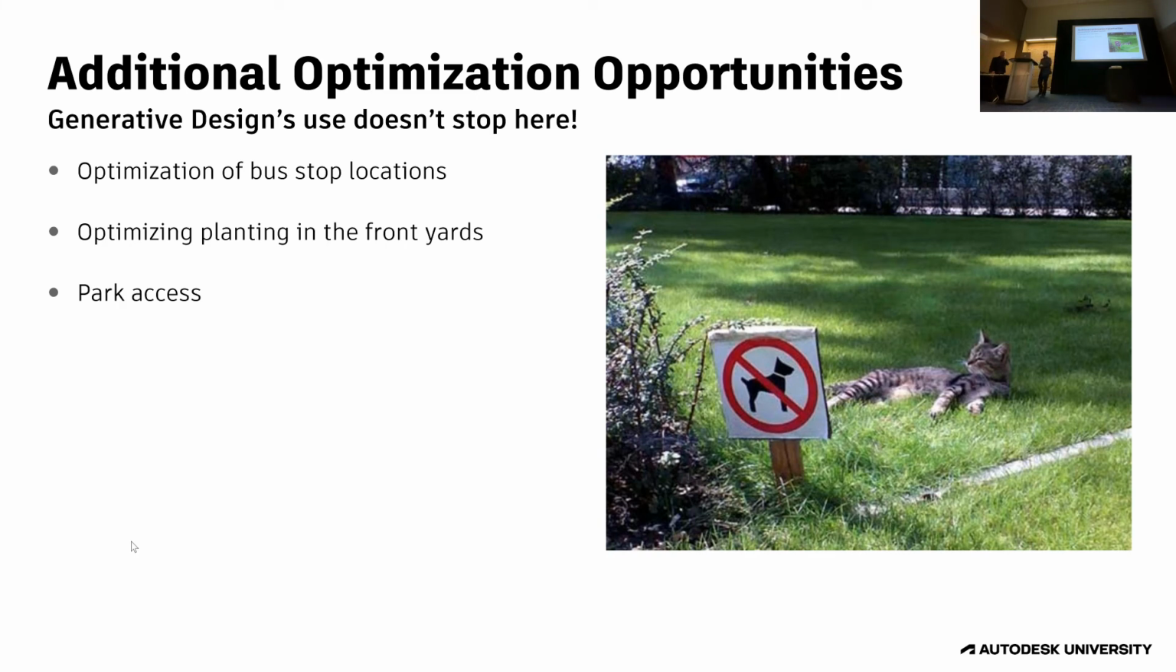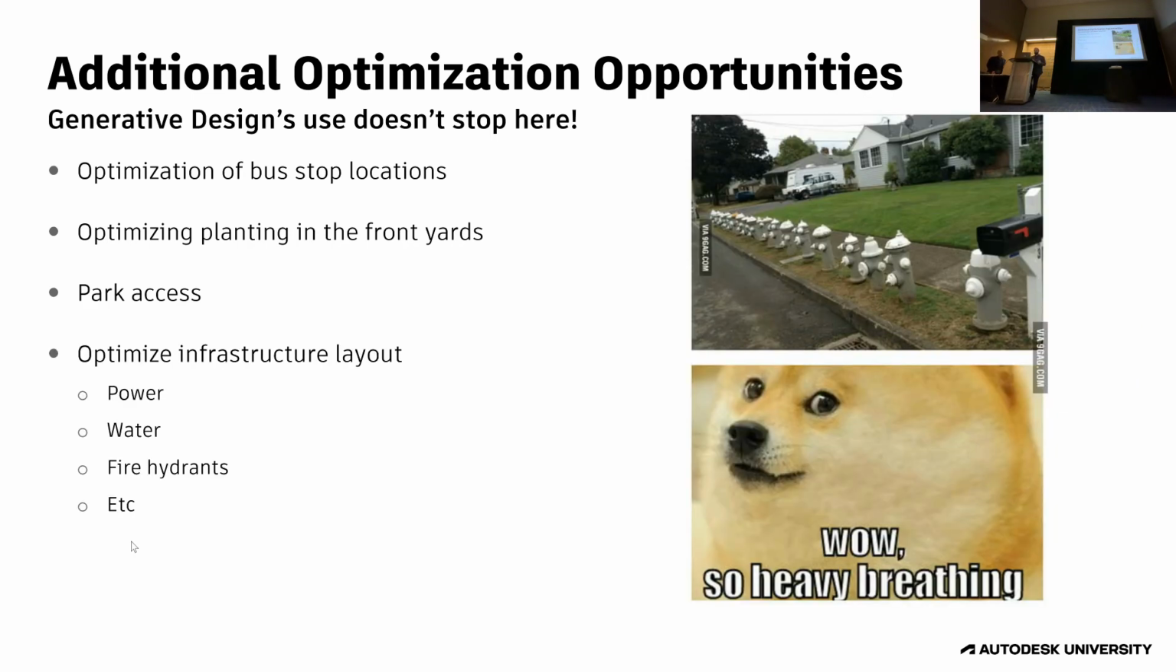Optimizing park access, right? We talked about walking to bus stops. Why not talk about walking to green space? How long is it going to take somebody who's in one of those center interior units to get to a green space of a given scope so that they can walk their dog or their cat, apparently, in this case?